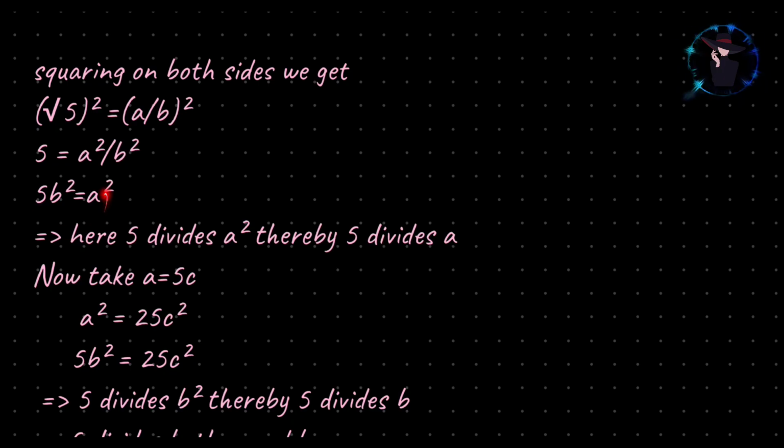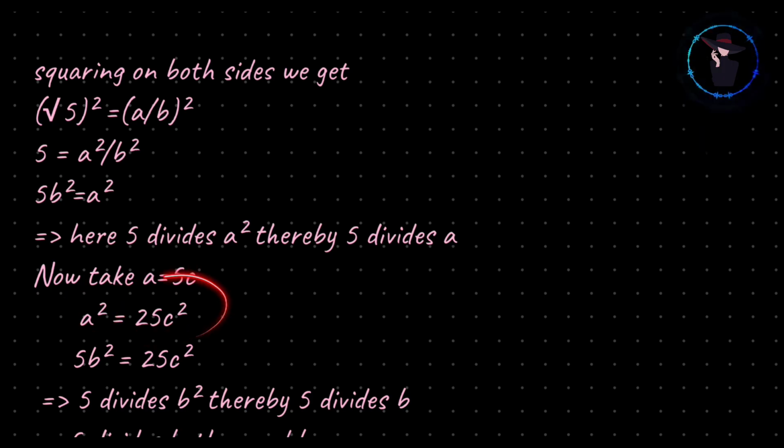So, 5 divides a square, right? If 5 divides a square, it also divides a. Now, a is equals to 5c. We take the value of a as any positive integer. Before we had taken 2c, right? We are taking 5c because we got 5 here. Squaring on both sides, a square is equals to 25 c square. 5 into 5 is 25 c square.